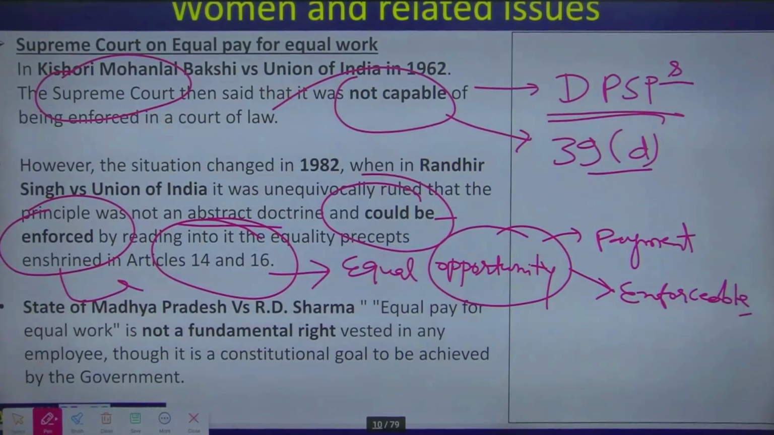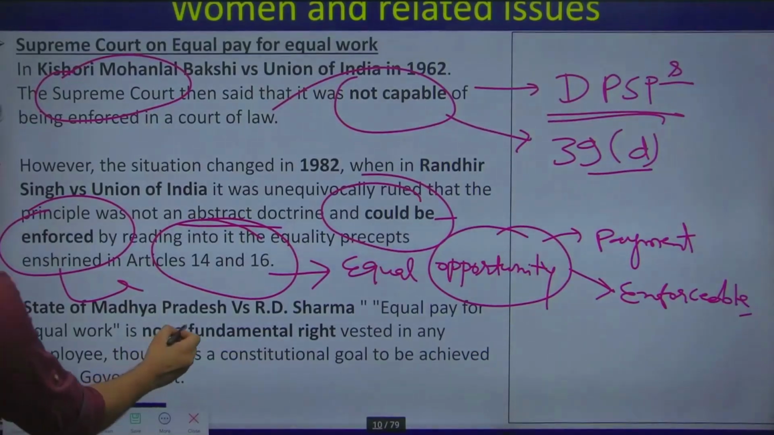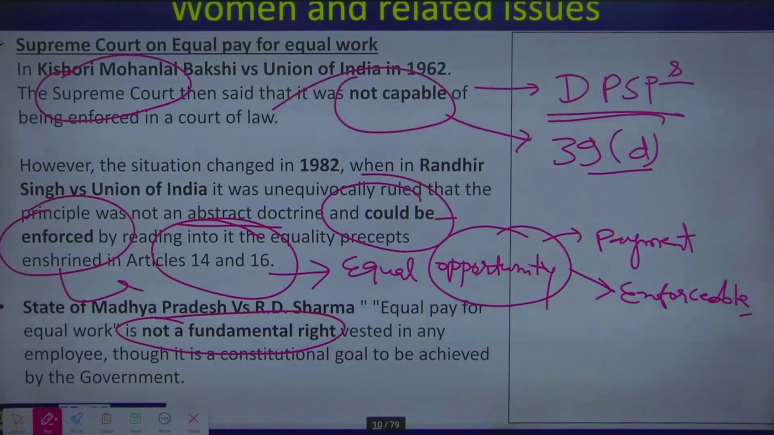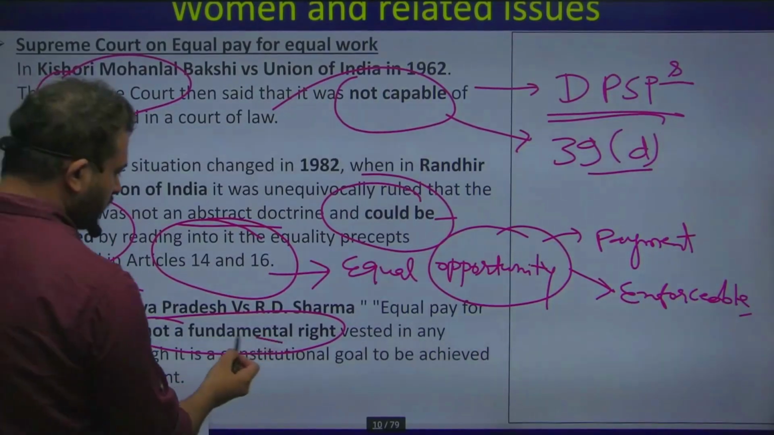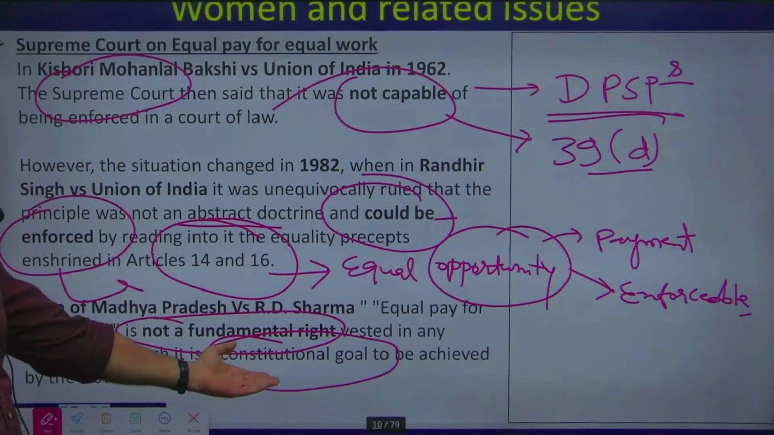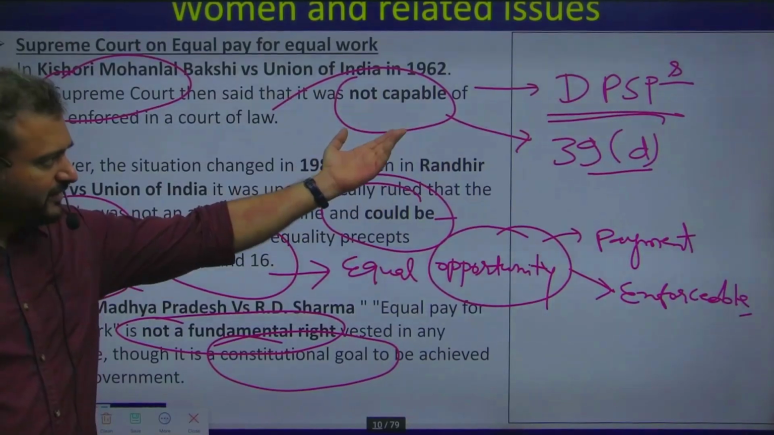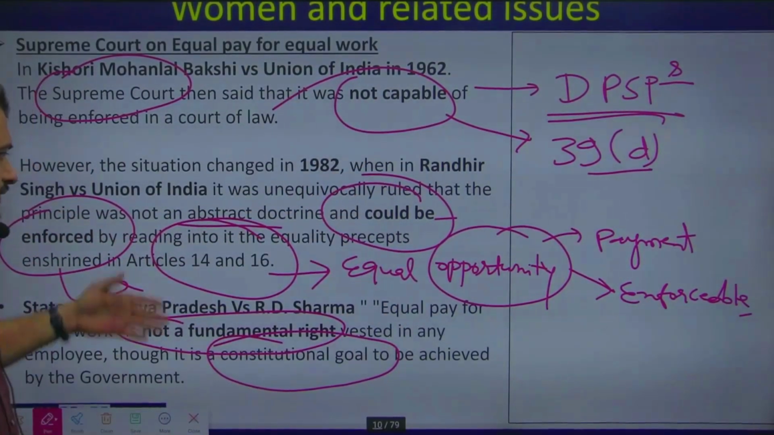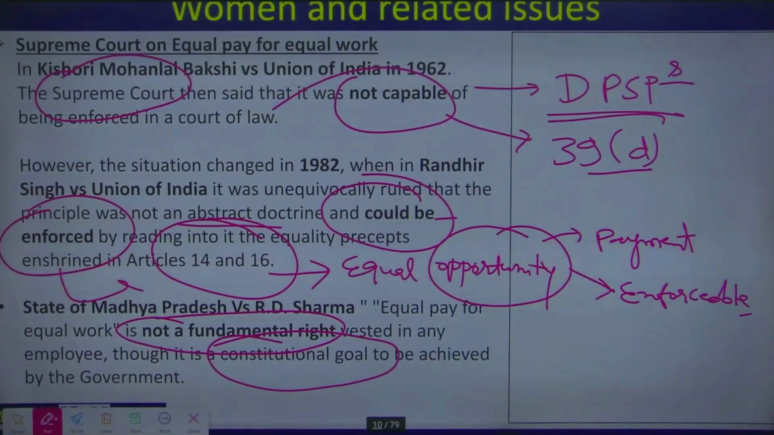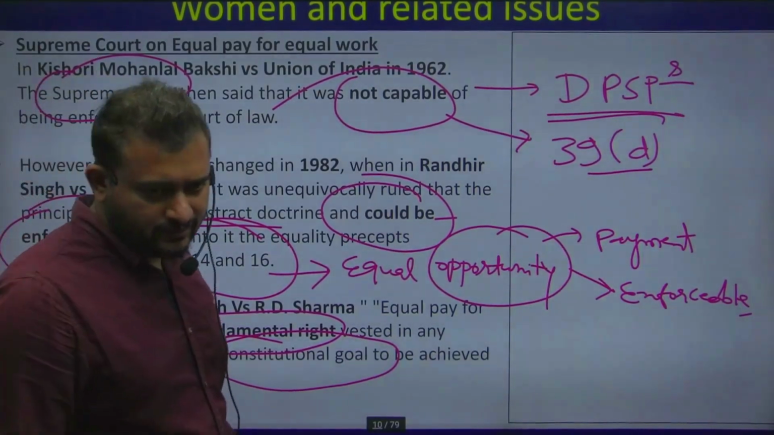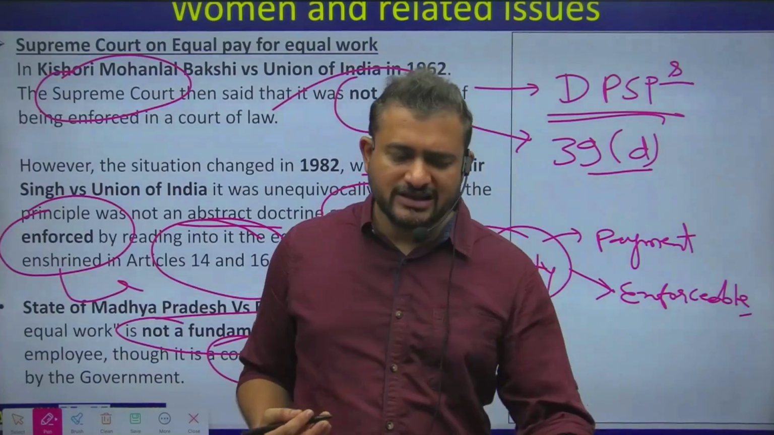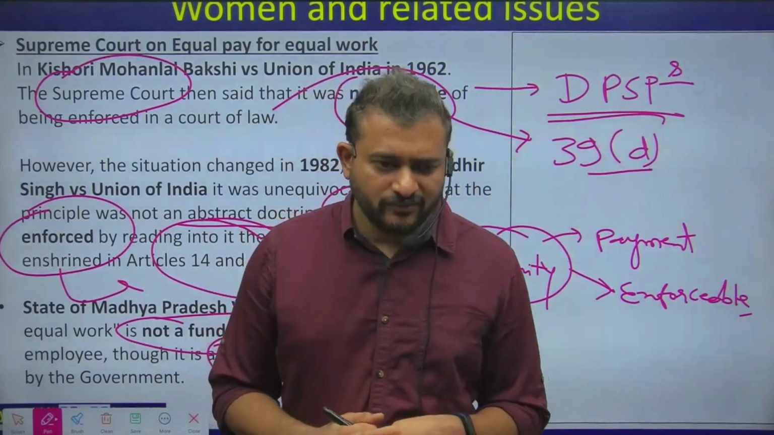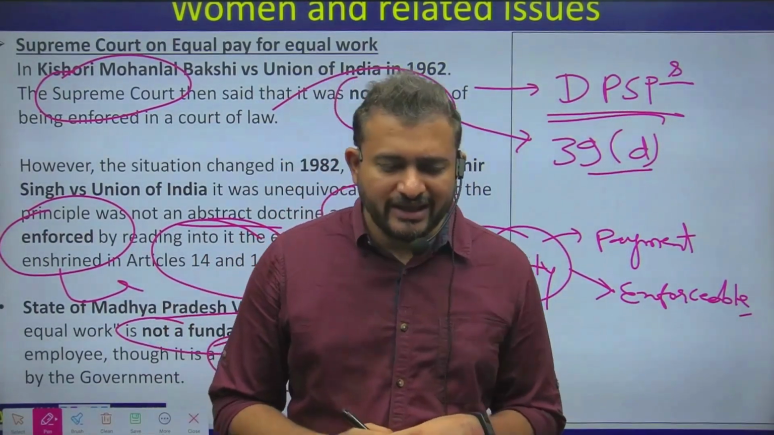Again, in State of Madhya Pradesh, equal payment is not a fundamental right for any employee, so it is a constitutional goal to be achieved by the government. Those constitutional goals are the same thing as the directive principles of state policy. DPSPs are the goals of the state. So their point of view frequently changes, depending on the condition. Because what we have seen in the last chapter on secularism is that we are not providing absolute justice.